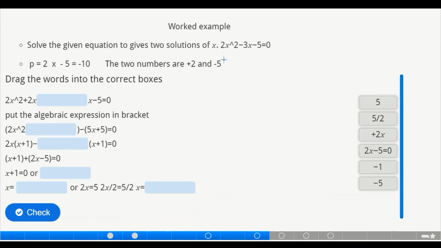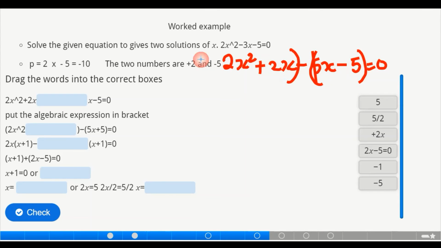So let's have this as 2x squared, minus, now minus 2... okay, we have plus 2x and minus 5x. Those are from the coefficient of b and the constant that we have gotten. Then minus 5 equals 0. Now let's put them in pairs. We have it in bracket. Okay, we have this also in bracket.